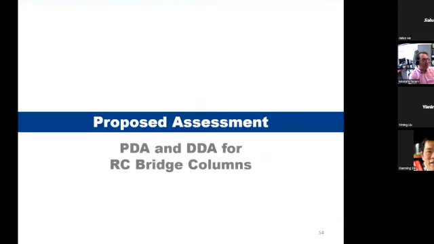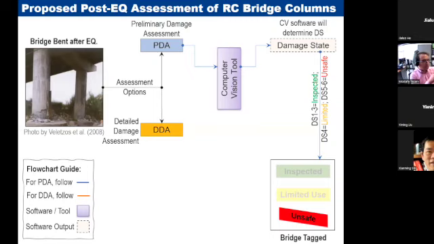I talked about all of these tools; now, how do you really implement all of this in a computer program? I'm proposing performing preliminary damage assessment or detailed damage assessment. The preliminary damage assessment is the flow chart that you see on the screen right now. You upload the picture to the software, and then the computer vision tool will tell you which damage state it is based on the extent of damage.